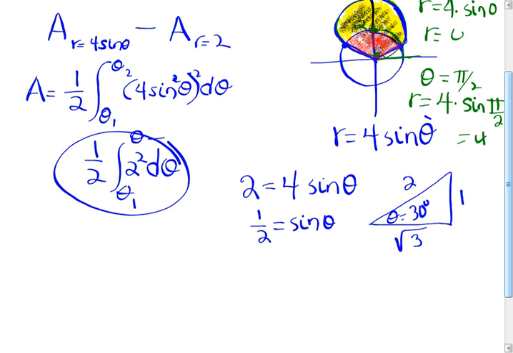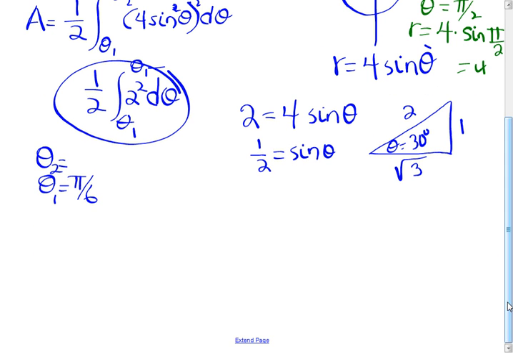You know what? I'm going to just write it down here. Theta 1 is equal to pi over 6. Can you use a little symmetry to tell me what theta 2 is? Where else is the sine equal to a positive 1/2? Let's draw our quadrants. This is pi over 6.